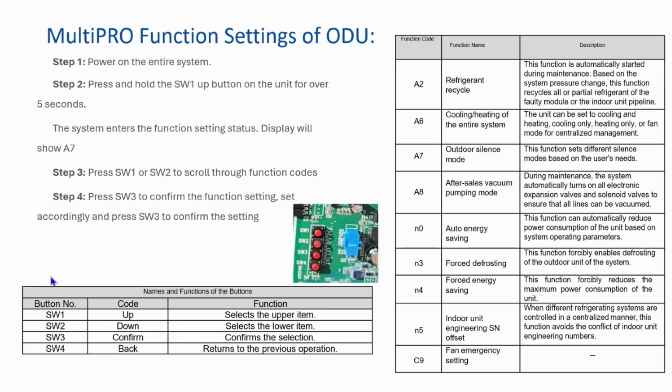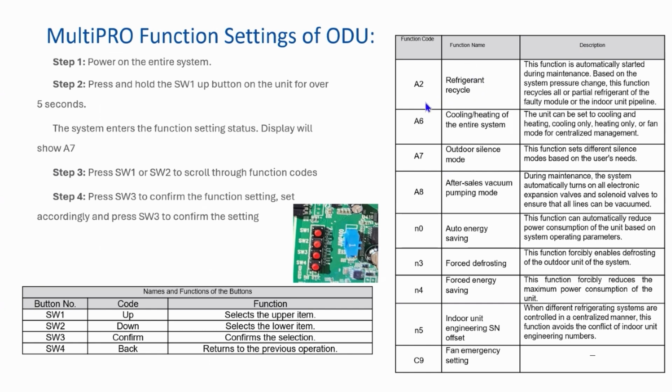Function settings of it. Again, this is covered in the service manual. Just kind of a refresher for you guys. You can go through these function codes. Function codes are like A2s, refrigerant recycle. That's the same as pump down. It's not going to magically close the liquid line service valve for you. You still have to manually close that liquid line service valve, but you can put it in refrigerant recycle. That will pump all the refrigerant into the outdoor machine.